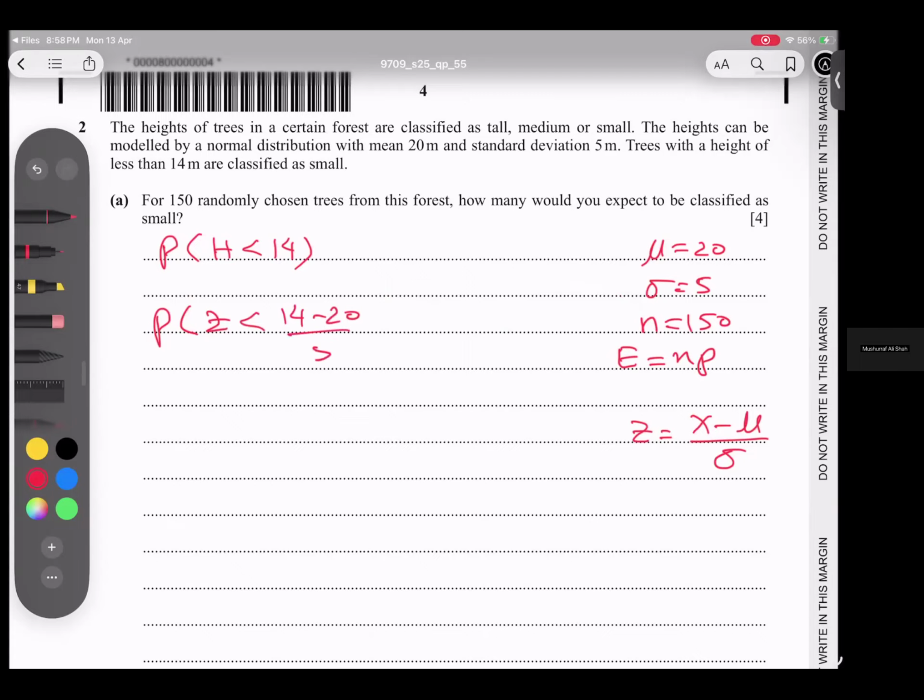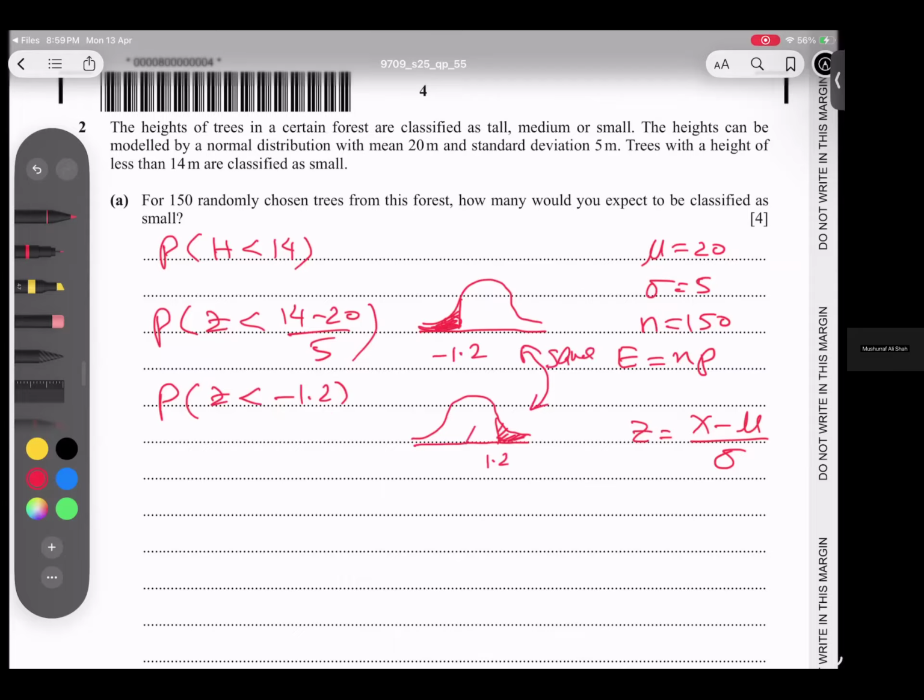14 minus 20 over 5, so it becomes negative 6 over 5, which is negative 1.2. And you know, students, the basic way we do it: first, we draw a bell shape, and we mark negative and positive sides. Negative 1.2 is on the left, and the lesser area is this portion. If I draw the same bell shape again and convert this negative value into the positive side, this area and this area are exactly the same.